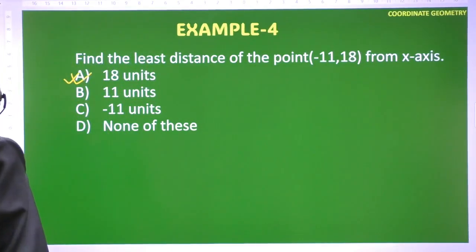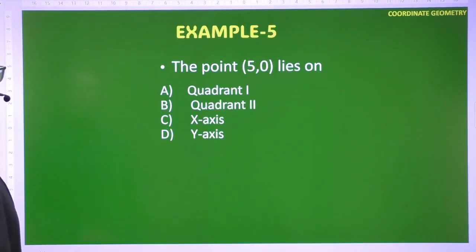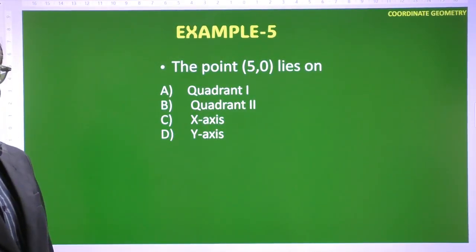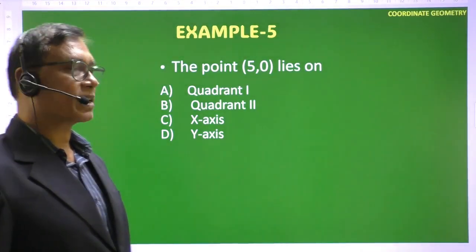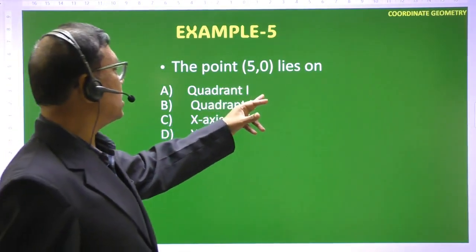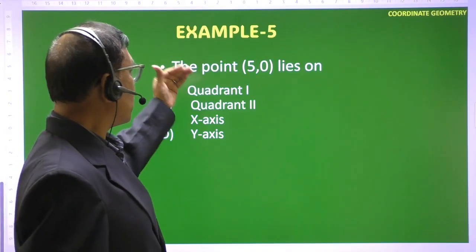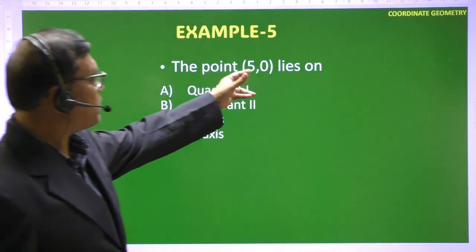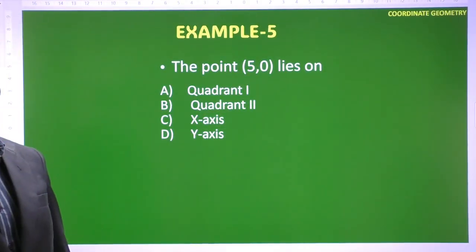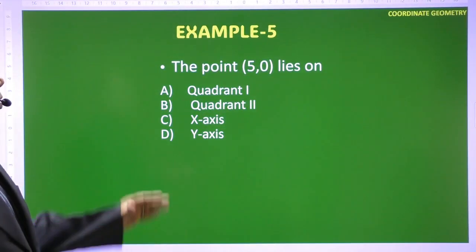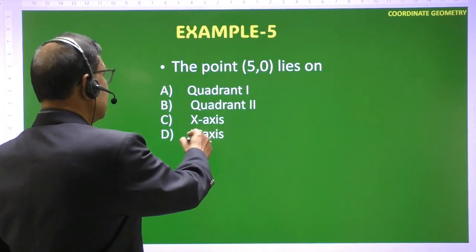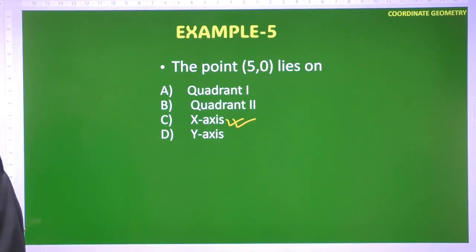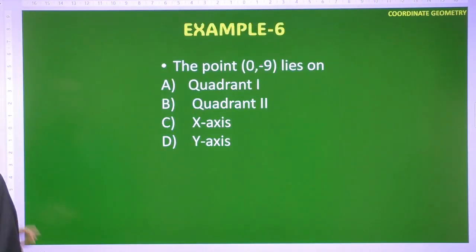Now come to example number 5. The point 5 comma 0 lies on which quadrant? Students, I think now you can say the answer correctly. 5 comma 0 lies on quadrant 1, quadrant 2, x-axis, y-axis. Since the ordinate part is 0, obviously it is not in any quadrant. Y equals 0 indicates it is on x-axis. Yes?